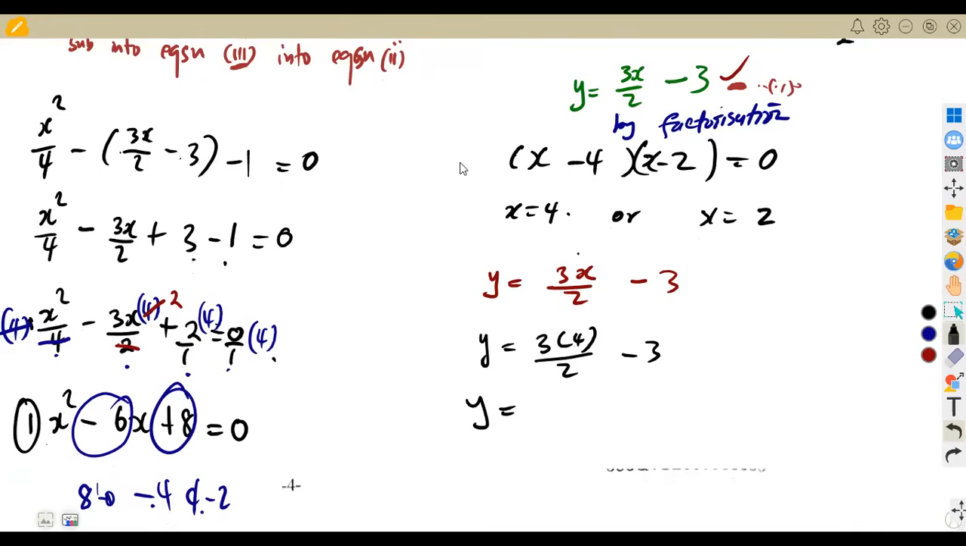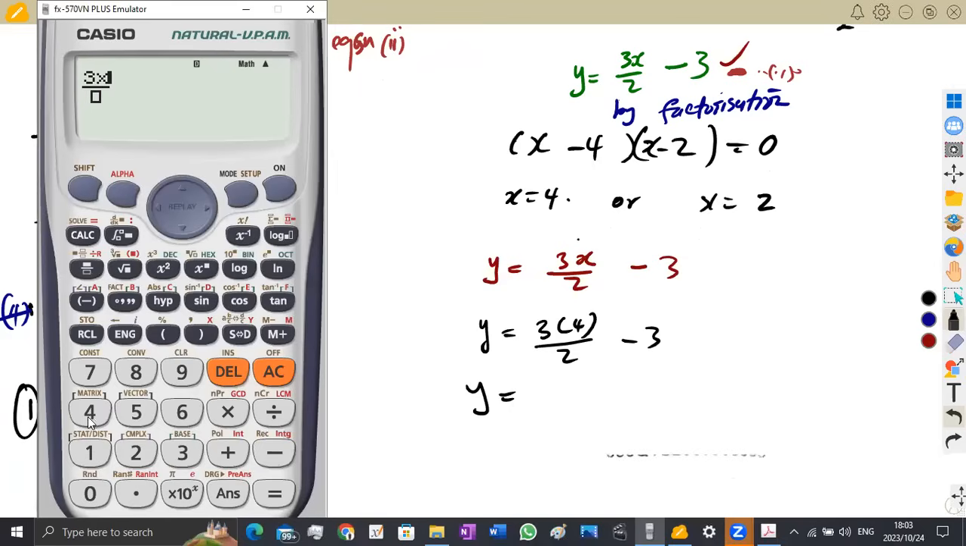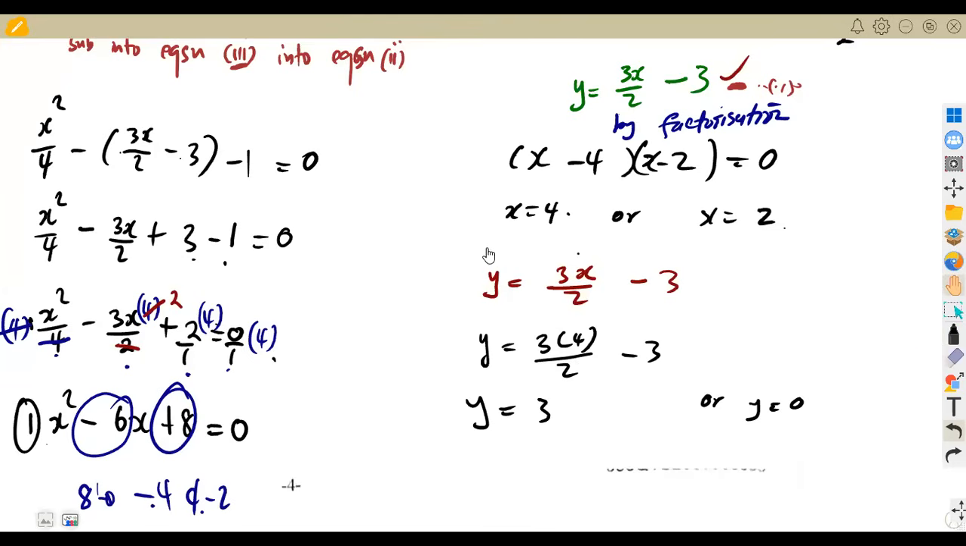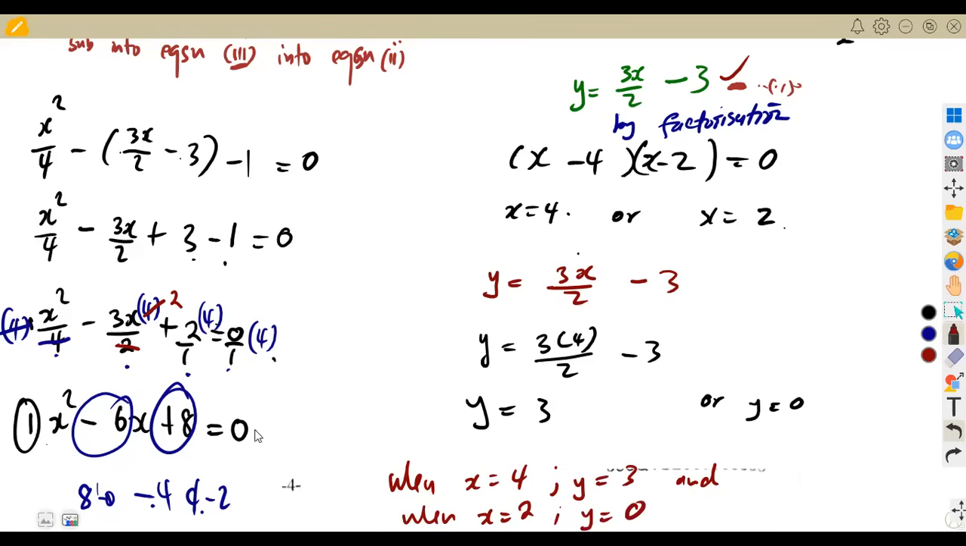So let us just check if we simplify this as a fraction, that's 3 times 4, everything over 2, then you're going to subtract 3. That's a +3. If x is a +2, meaning to say y is going to be equal to 0. So these are the possible values that we're going to have at the end. When x is equal to 4 in this case, y is equal to 3. And when x is equal to 2 in this case, y is going to be equal to 0.